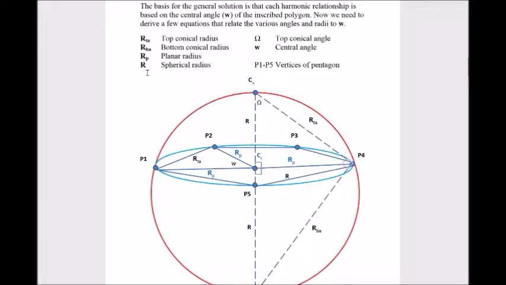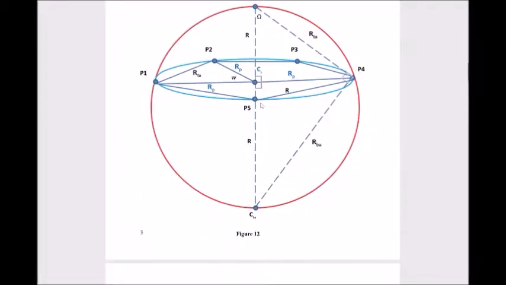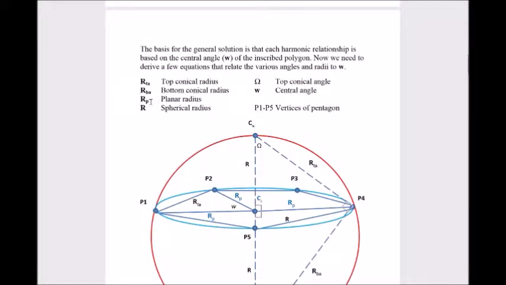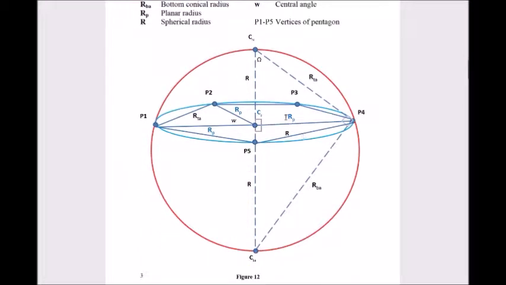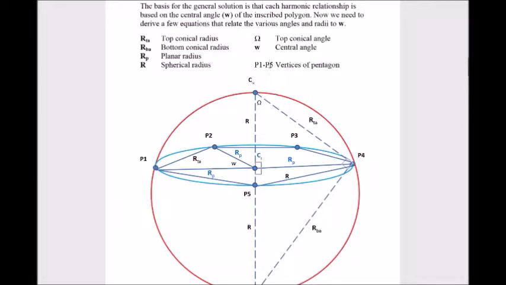We have four radii involved. We have RTA, which is the top conical radius that you saw used in the previous video, where a compass was placed on the top of the sphere to draw the circle. There's a bottom conical radius, RBA, where the compass could be placed on the south pole. There's RP, which is a planar radius, seen here as the actual radius on the same plane as the circle, and a spherical radius R, which is the radius of the sphere itself.